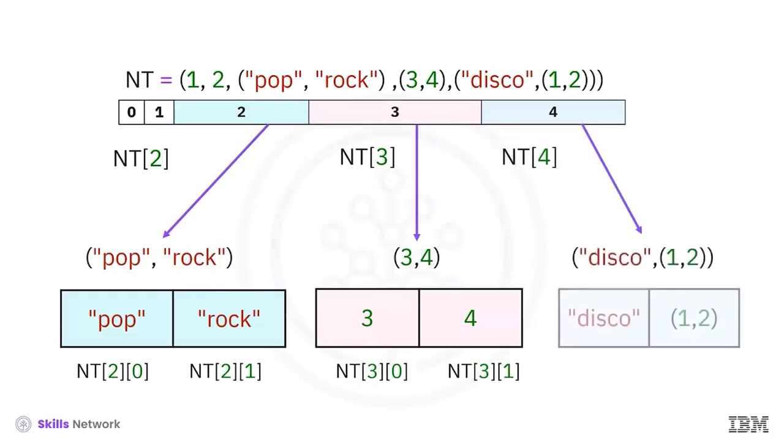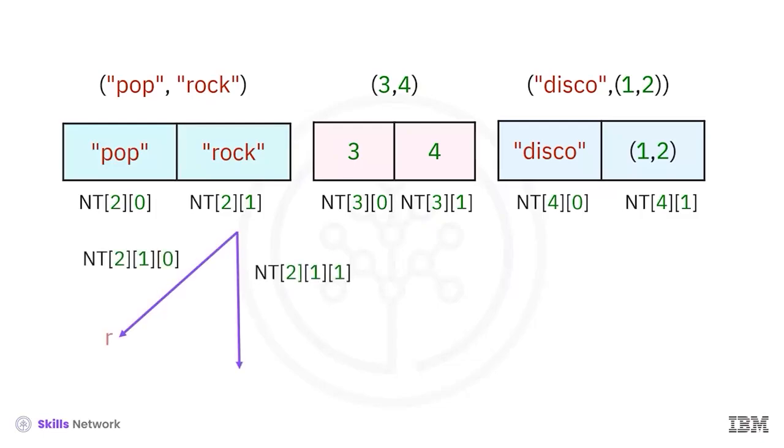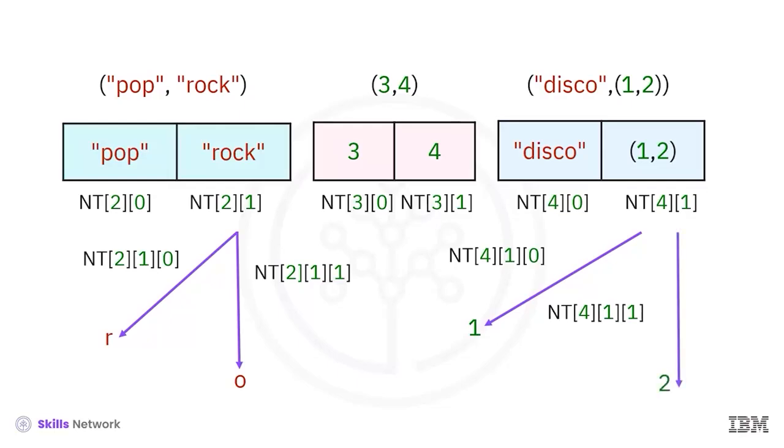We can continue the process. We can even access deeper levels of the tree by adding another square bracket. We can access different characters in the string, or various elements in the second tuple contained in the first.